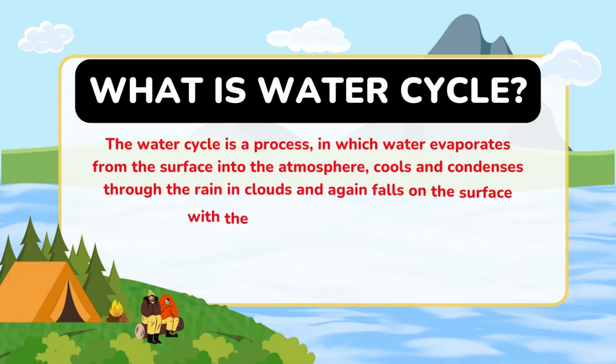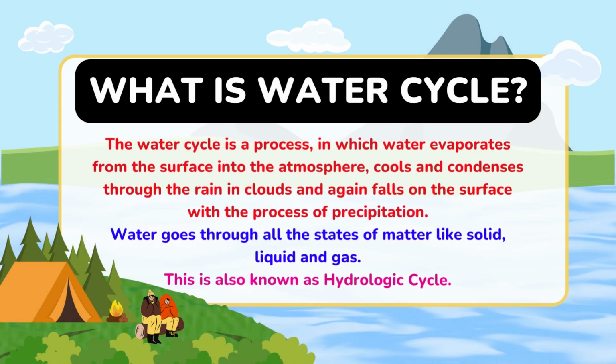What is the water cycle? The water cycle is a process in which water evaporates from the surface into the atmosphere, cools and condenses into clouds, and again falls on the surface through the process of precipitation. Water goes through all states of matter like solid, liquid, and gas. This is also known as the hydrologic cycle.